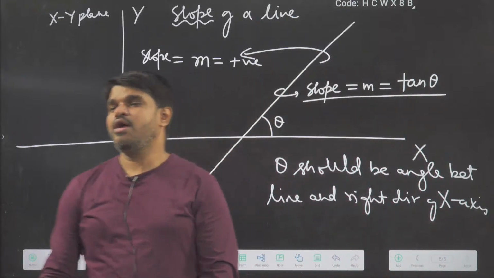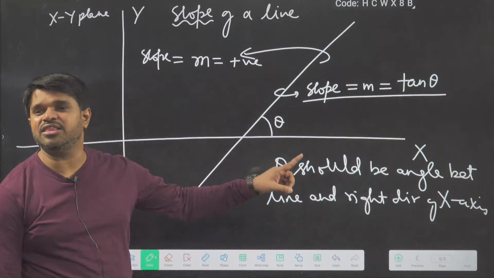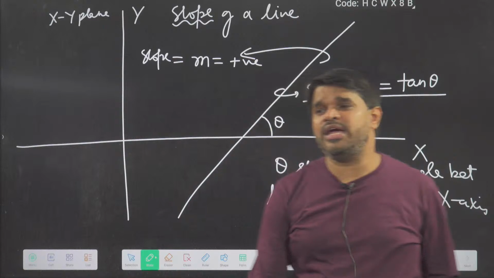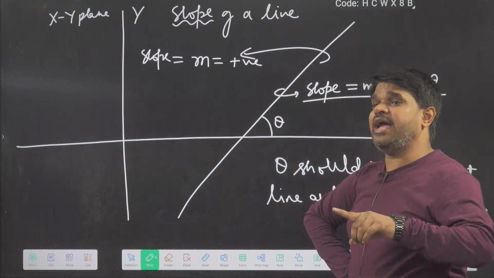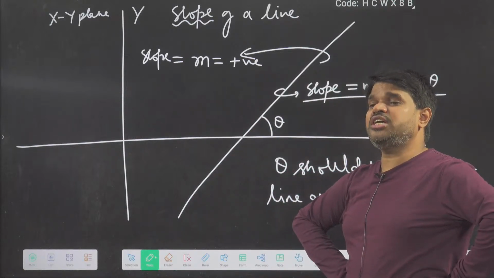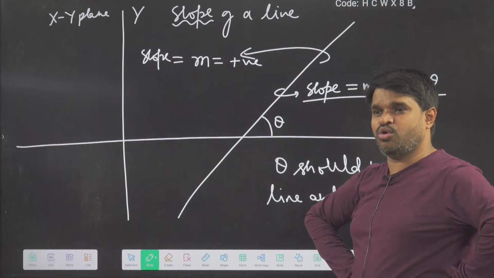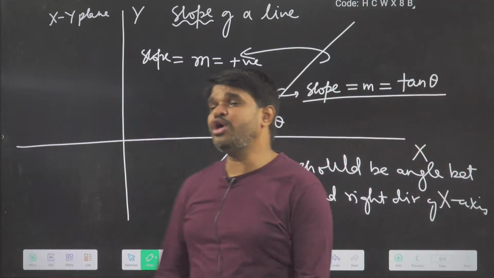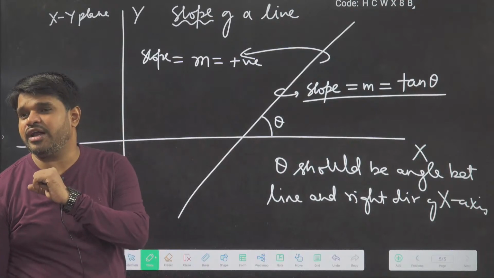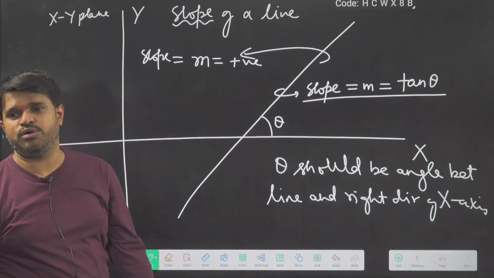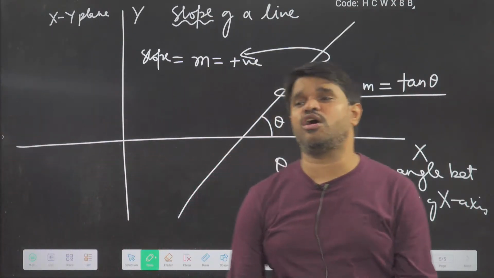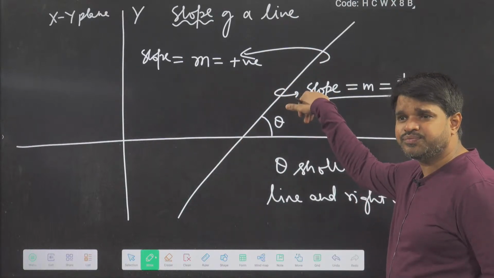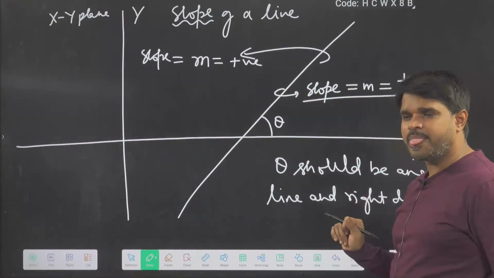Again, what is the formula of slope? Tan theta, where theta should be the angle between the line and the positive direction of the x-axis. Okay, now this is done. Now I am going to draw one more figure, and you have to tell me the nature of the slope, whether it is positive or negative.